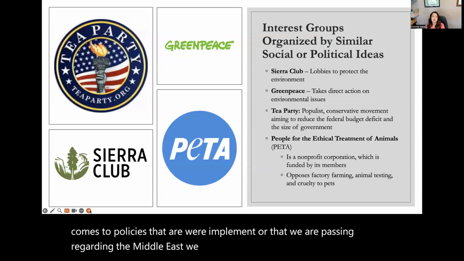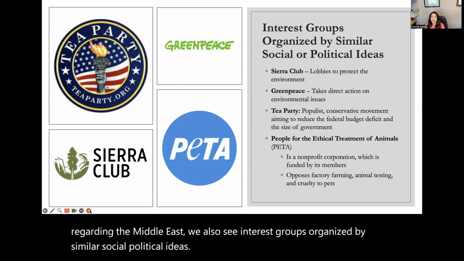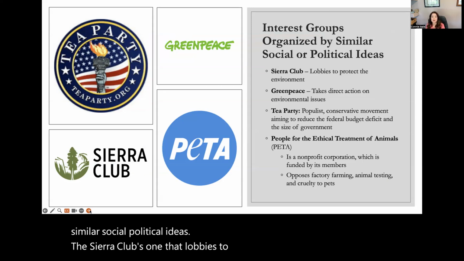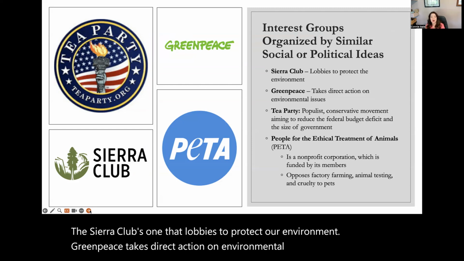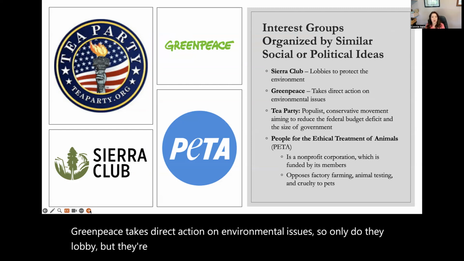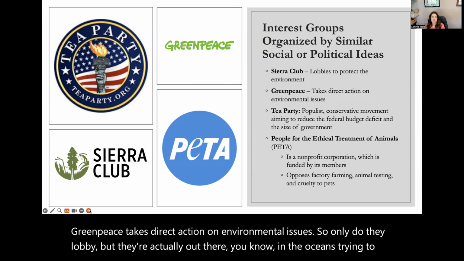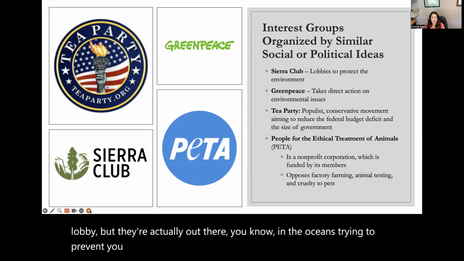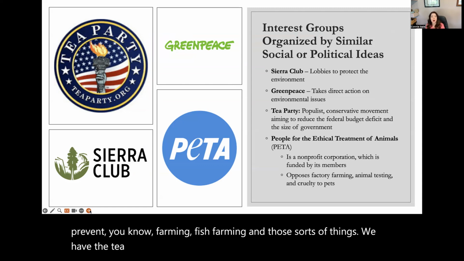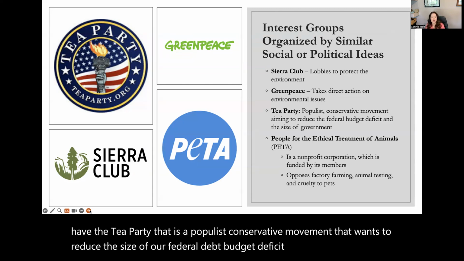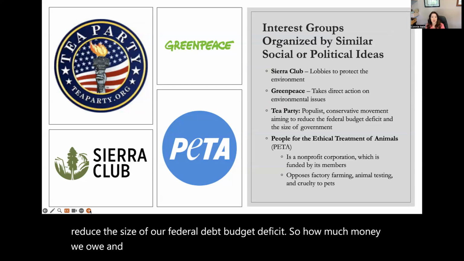We also see interest groups organized by similar social political ideas. The Sierra Club is one that lobbies to protect our environment. Greenpeace takes direct action on environmental issues. So not only do they lobby, but they're actually out there in the oceans trying to prevent fish farming and those sorts of things. We have the Tea Party, a populist conservative movement that wants to reduce the size of our federal budget deficit, so how much money we owe, and reduce the size of our government as well.